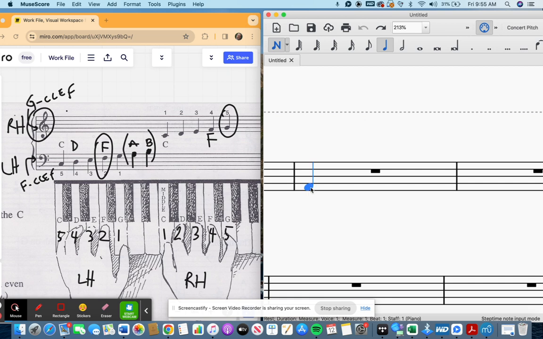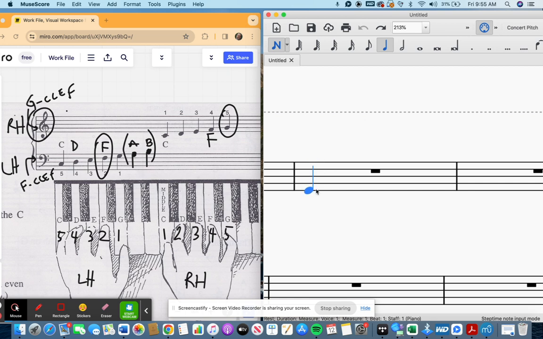This is in the first space. This is on the second line, in the second space. On the third line, in the third space. On the fourth line, in the fourth space. On the fifth line, above the staff. And this one's below the staff.